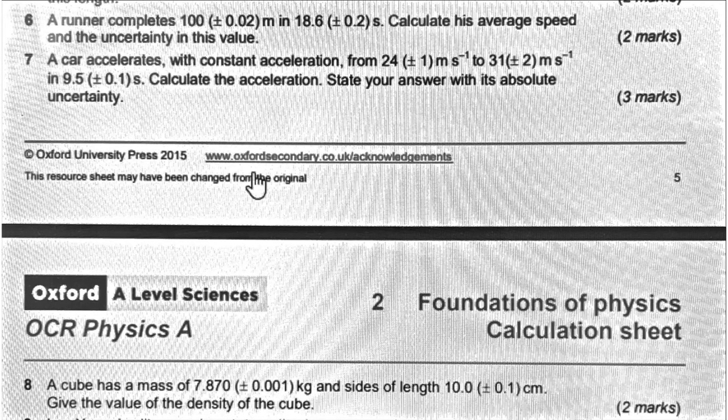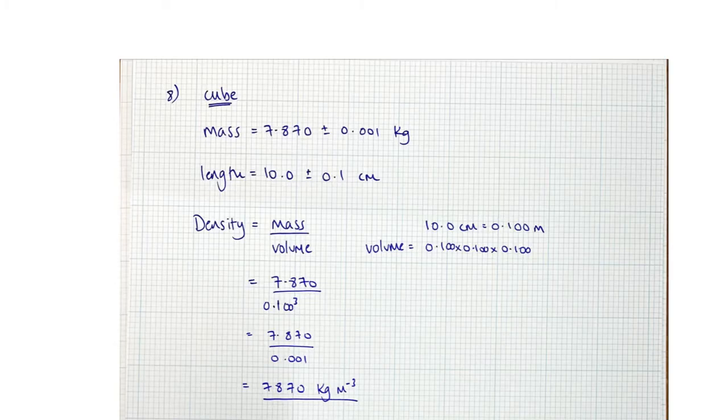So then finally we've got a cube, and it has a mass of 7.87 plus or minus 0.001 kilograms. We know the length of each side, 10 centimeters or 0.1 meter, and we want to find the density. So at this point, remember a cube has equal lengths. We've got the mass written here, and the length just here. So to find density, think about the equation, mass over volume.